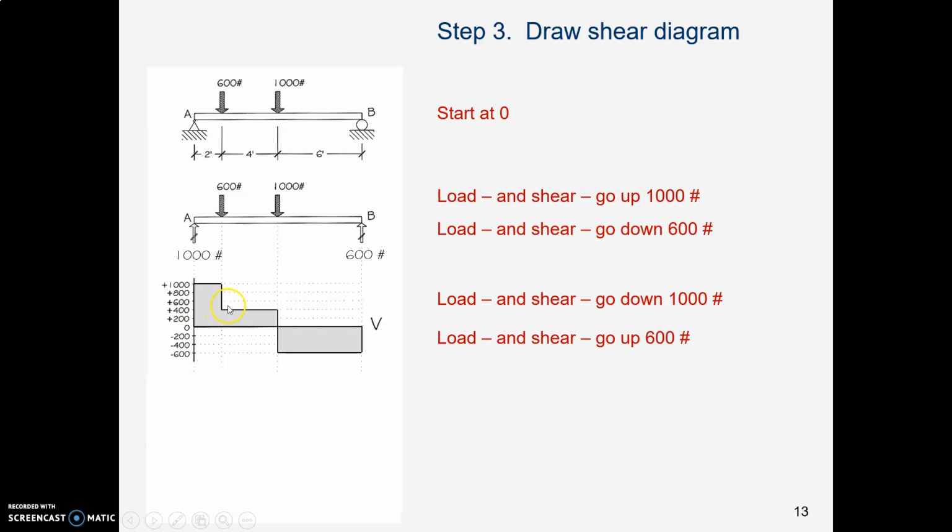Then it goes along horizontally until it gets to this load. This load goes down 1,000, so our graph drops 1,000 from positive 400 to negative 600. Then it goes along horizontally till it gets to the end, and the reaction at B goes up 600, so our graph goes up 600, and that brings us back to 0.